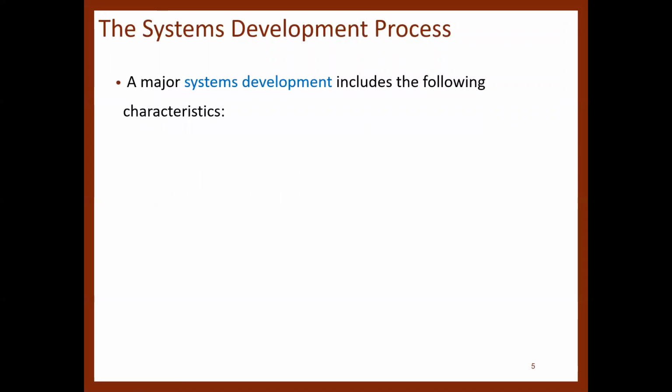A major system development includes the following characteristics. As we have discussed already as part of the class, it has to be a major effort. And also it has to meet some type of societal need. So this is something that is going to make a difference in terms of helping a community or a specific group, or maybe overall the whole society. So it has to have some type of connection with the society.